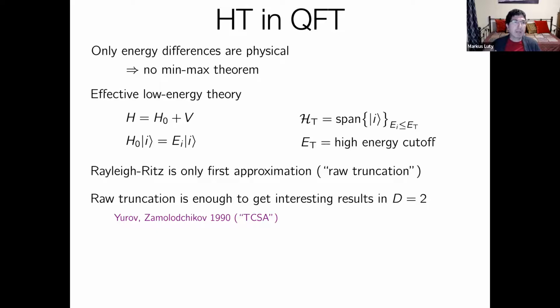I'm not going to give the full history because it's been rediscovered multiple times. It's a bit interesting, but I don't really have time for that. But it was first shown to be able to give interesting results in 2D quantum field theories by Yurov and Zamolodchikov in the early 90s, where it was called the truncated conformal space approach. It was used in flows between 2D CFTs.